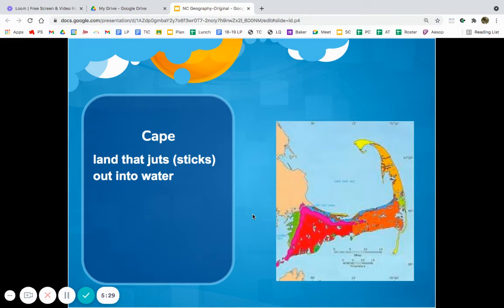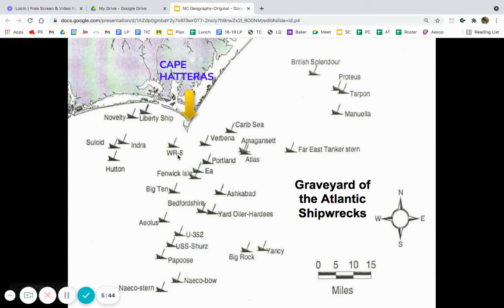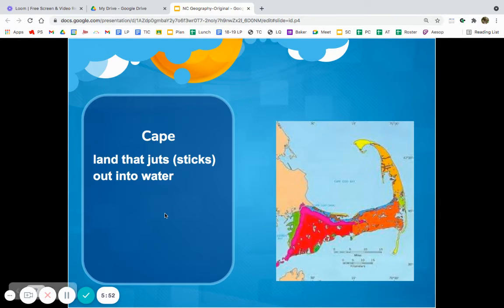Now, this word cape means land that juts or sticks out into water, and that's what you see here. I'm going to move on to the next slide because I want to point, let's see. This right here is an example of a cape. This is Cape Hatteras. So that goes with this word. It's a little bit better way for you to see it.